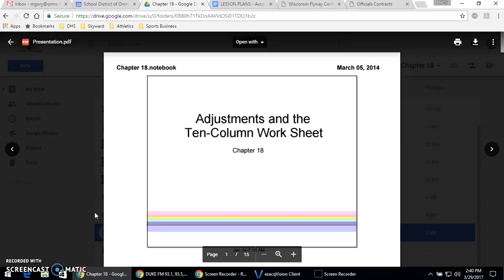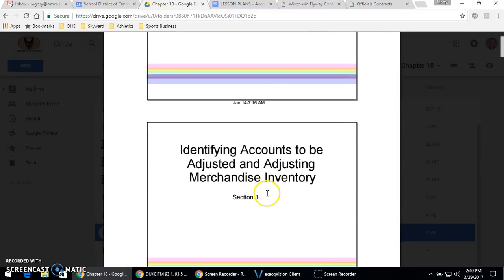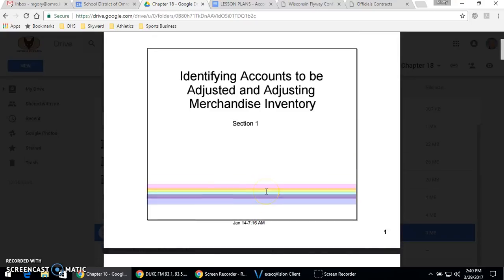So let's take a look at some of the adjustments and how this 10-column worksheet is going to be constructed for a merchandising corporation. All right, section 1 is identifying accounts to be adjusted and adjusting merchandise inventory.